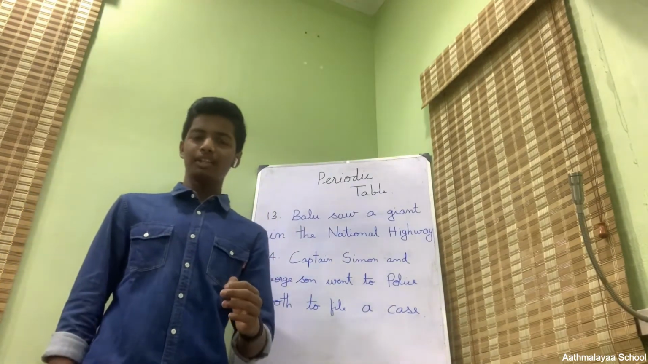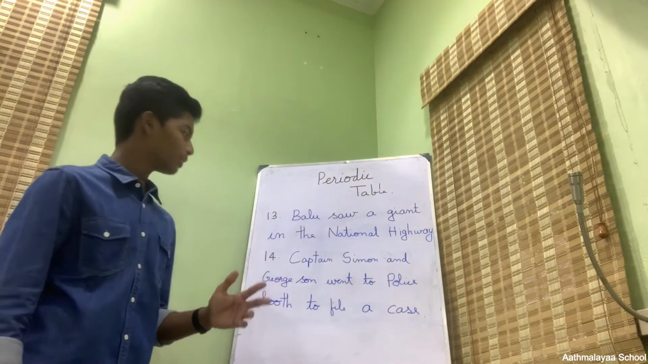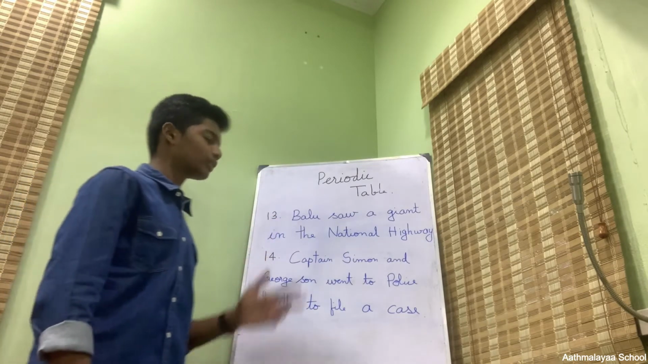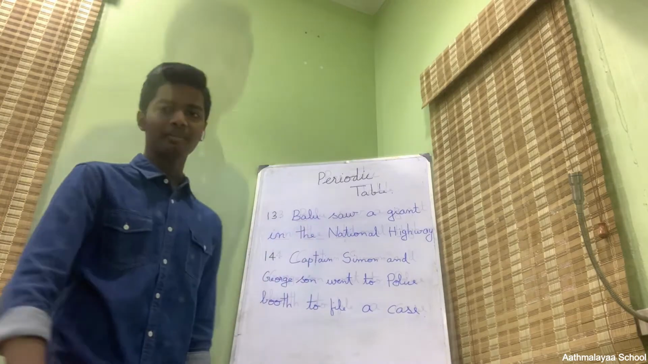Now let's see the mnemonics for remembering P block. The P block has about 6 groups but we use a single story to remember all the 6 groups. So let's start from the first group of P block, which is the 13th group in the periodic table. The mnemonic is "Balu saw a giant in the national highway."